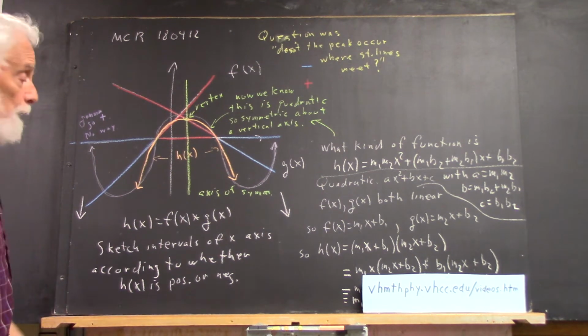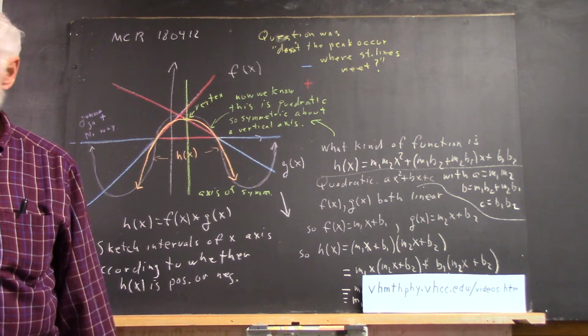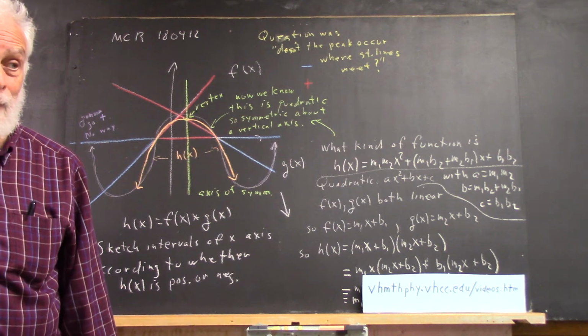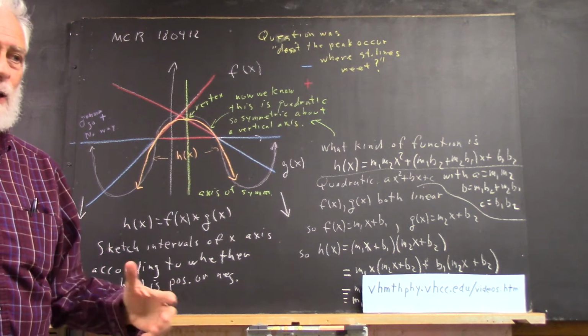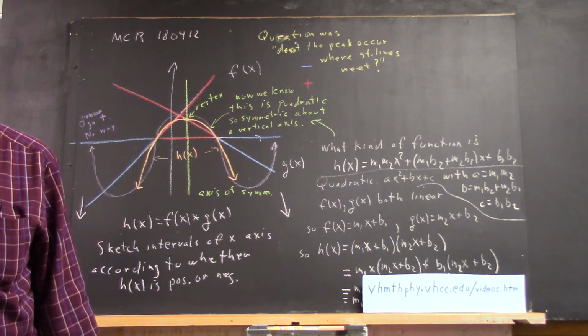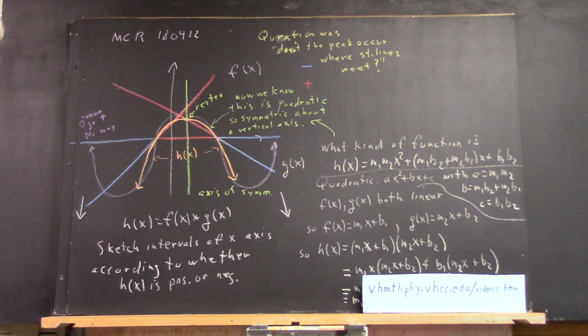So what happens when you multiply something that's getting bigger by something that's getting bigger? It gets bigger, faster, and faster. Because you're multiplying bigger and bigger numbers by bigger and bigger numbers. So the thing has to do this. It has to start going really fast into the negatives.